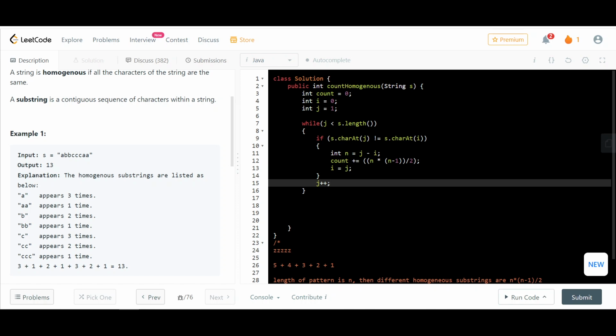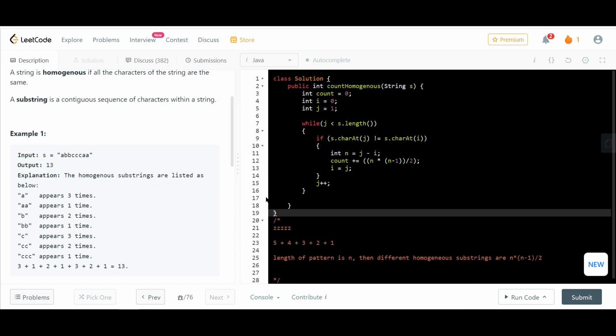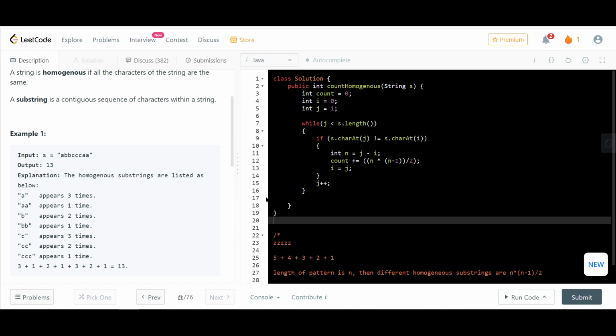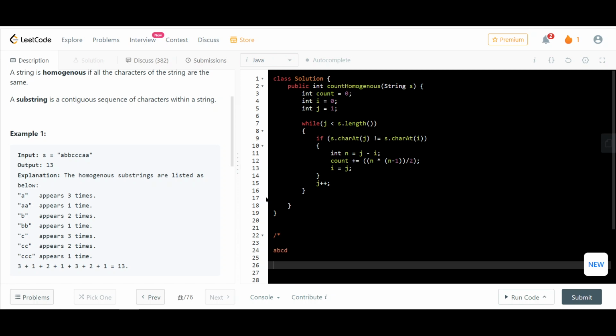Okay, I think there is one problem. So we are looking at the case of A, B, C, D. You start with i and j.